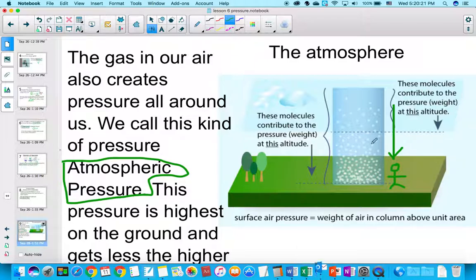And as you go up, if you were, let's say, on a mountaintop up here, well, there's less pressure because there's less air up here. Most of the air is down here. There's less air up here, which means that there's less pressure pushing down on you. And that's it.